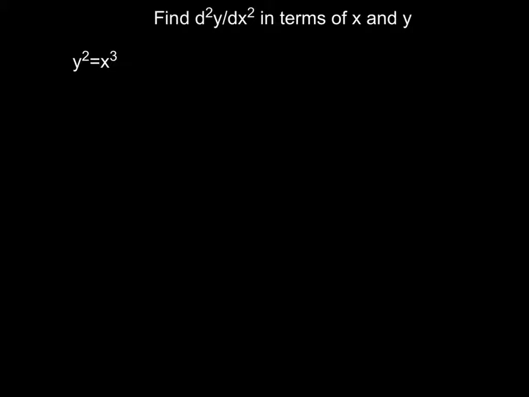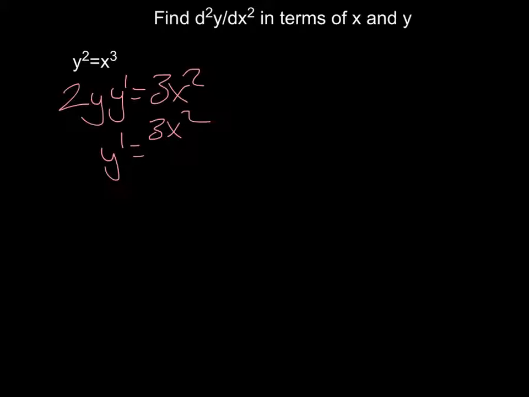So in this problem, we're looking for d squared y dx squared, and we need it in terms of x and y. So first, I'm going to use implicit differentiation, and we're going to start with the derivative on the left, which is 2y, using the power rule, y prime. That is going to be equal to 3x squared. Solving for y prime, we have the first derivative is 3x squared over 2y.